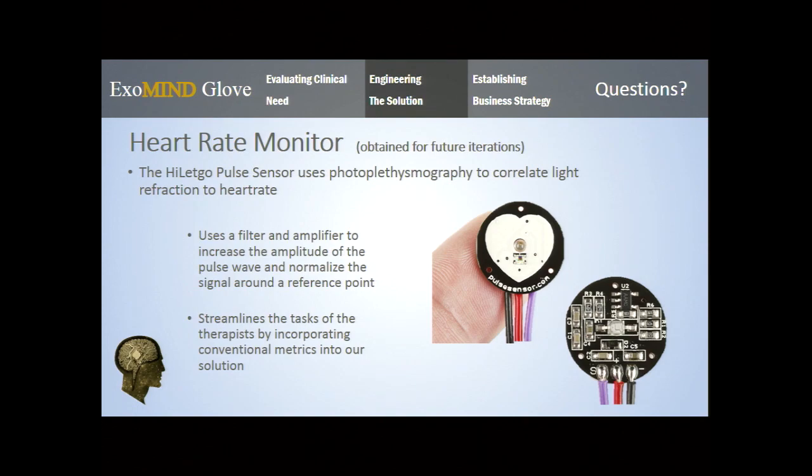Moving on with the heart rate monitor, one of the things we're looking at incorporating into this current device is the use of the HiLetgo pulse sensor that uses photoplethysmography to essentially correlate light absorption to blood volume in the finger, which we can then correlate to the pulsatile action of the heart. So when there's more blood volume in the finger, we know the heart is in diastole. When there's less, it's in systole. Taking this measurement over time, we can correlate this to the heart rate of the patient.